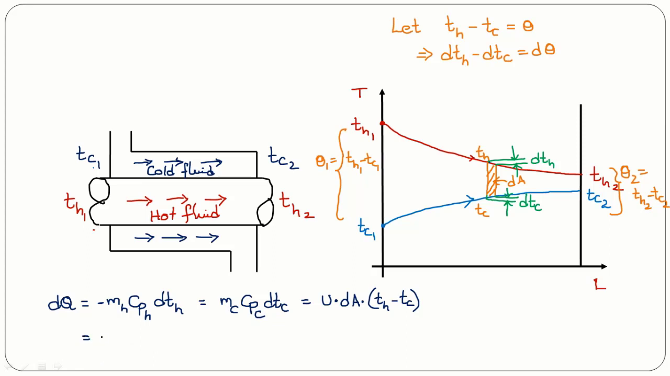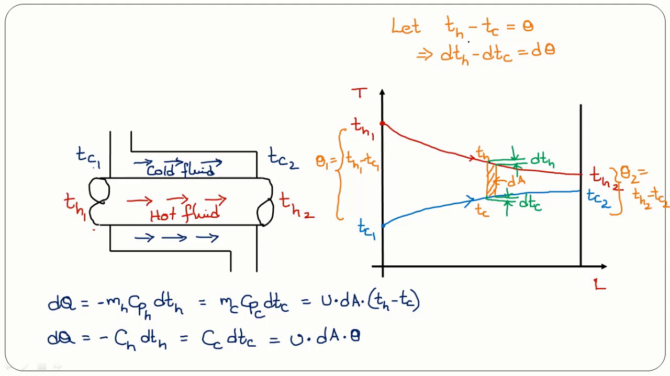Now, mass of hot fluid into specific heat of hot fluid, this product can be written as the heat capacity of the hot fluid, capital CH, into dTh. So, this will be equal to capital Cc, which is the heat capacity of the cold fluid, into dTc. This is equal to U dA into theta.